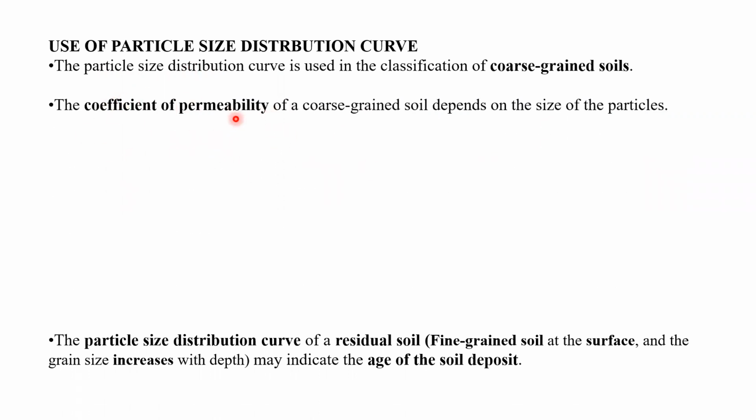See, the coefficient of permeability, which we can also call permeability itself. For coarse grain soil, it depends upon the size of the particles. If the particle size is bigger, the soil will be more permeable. And if the sizes are less, but it is well graded, then permeability will be less, because all the sizes of the particles are there. So the coefficient of permeability also depends upon the size of the particles.